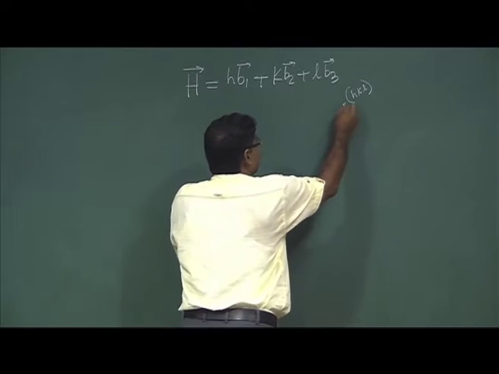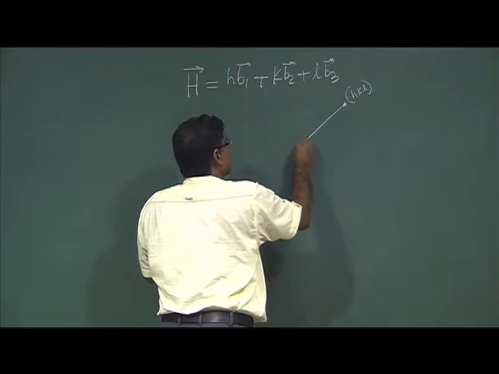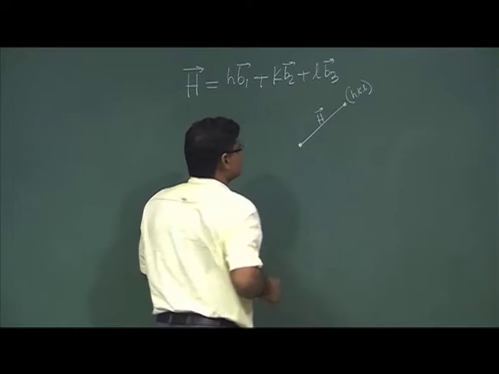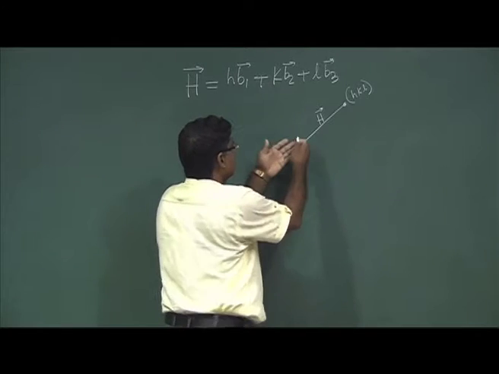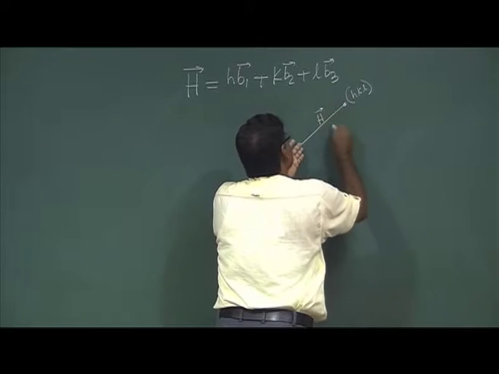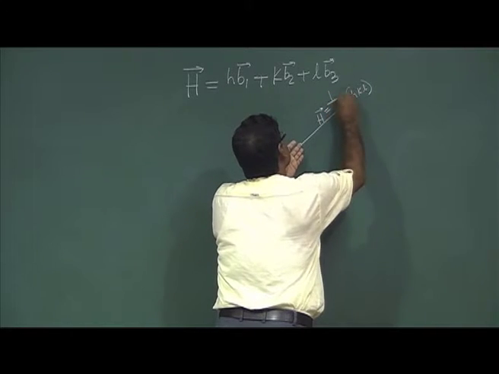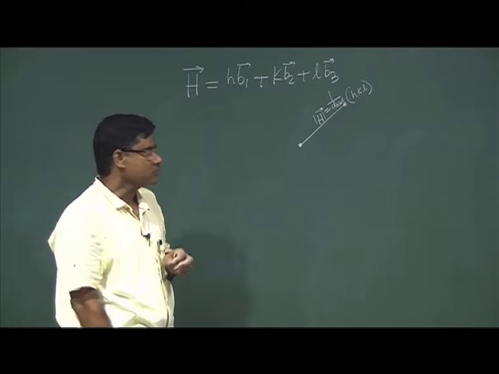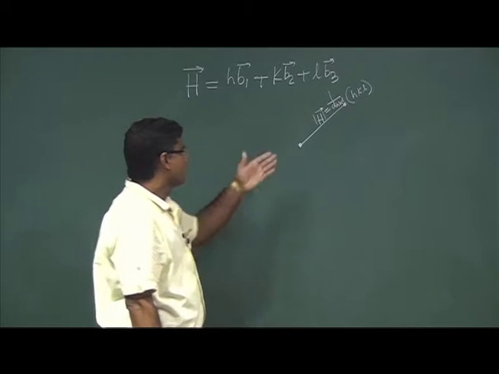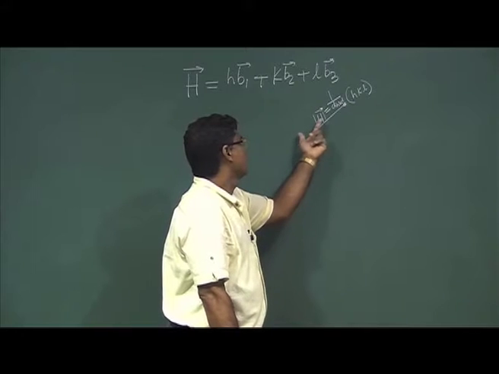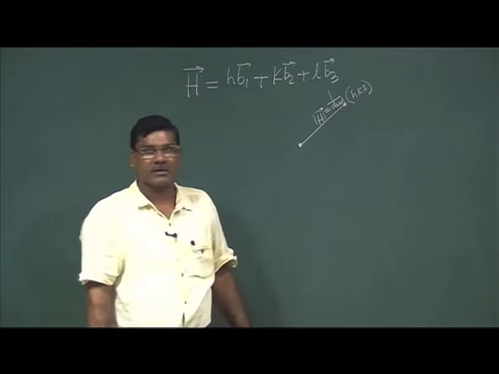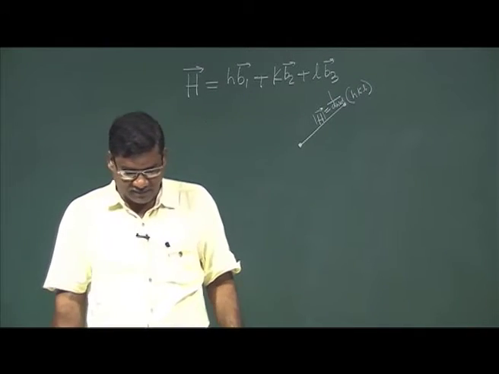And the magnitude of this vector is just the inverse of the planar distance of this HKL plane, right. And of course, this vector will be perpendicular to this HKL plane. So, that is what we have seen.